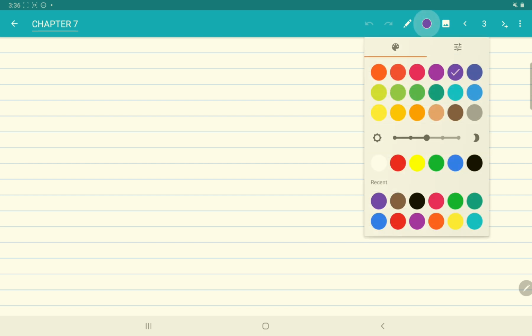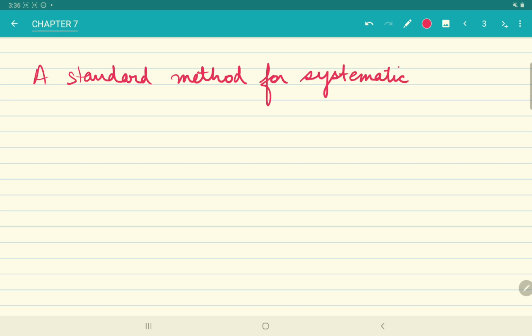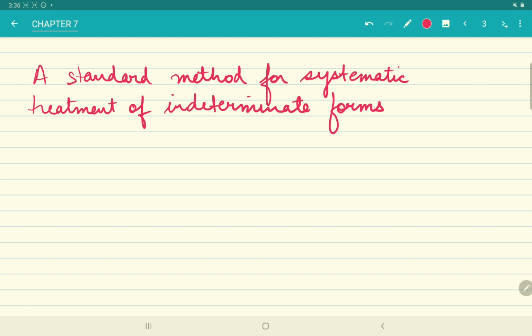So if I have to define the L'Hopital's rule, it's nothing but a standard method for systematic treatment of indeterminate forms. And this standard method is called the L'Hopital's rule.